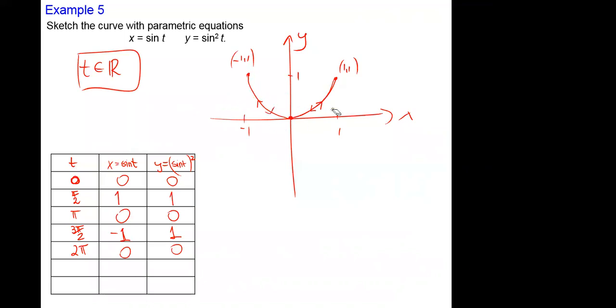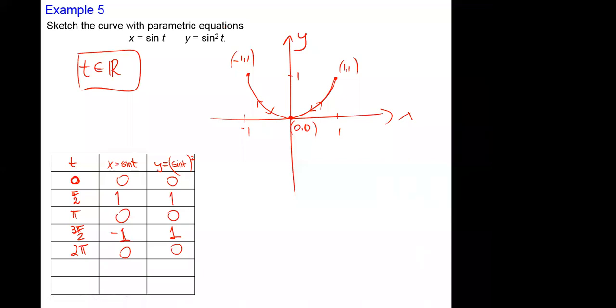What do you think we will have? We will just go back and forth? Yeah, it will be just like a swing, from 0, 0 to 1, 1, from 1, 1 to 0, 0, and to negative 1, 1, and so on.